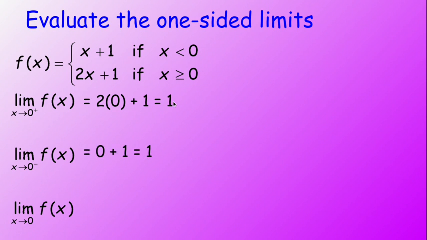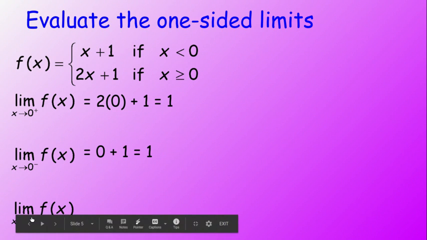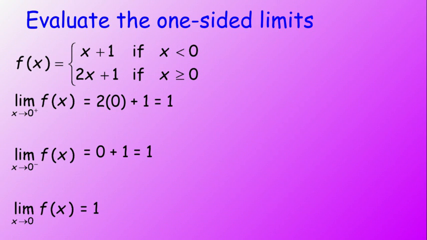So now, since we evaluated the right-sided limit and the left-sided limit, if we were asked to do the limit just as x goes to 0 of f of x, since the left and the right-sided ones are equal, that would be our answer. If the left-handed limit and the right-sided limit were not equal, we would say the limit does not exist.